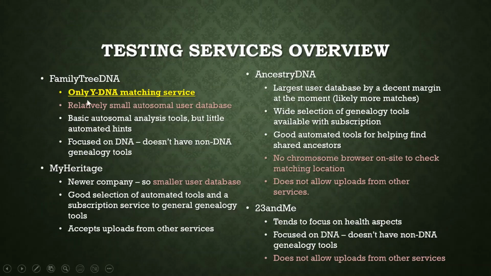Family Tree DNA, as I mentioned, is the only one that has in-depth Y DNA matching, and that's why the project is with them. They actually have a relatively small autosomal user database, so that may be one reason why you might want to test elsewhere first and then transfer in to contribute to the project. But they do have autosomal DNA testing. They've got a set of all the basic autosomal analysis tools. They don't have a lot of the automated hints that some of the other sites have to help you try to figure out what your common ancestry is.